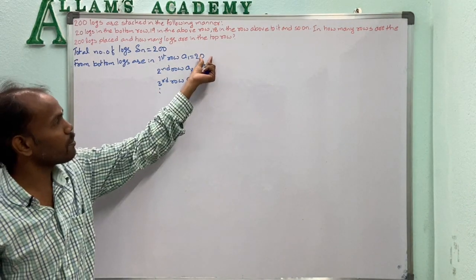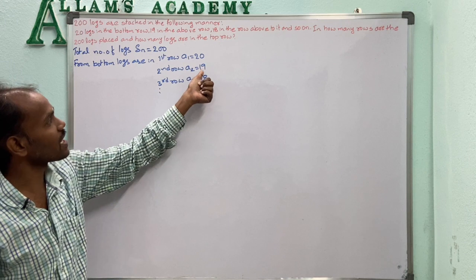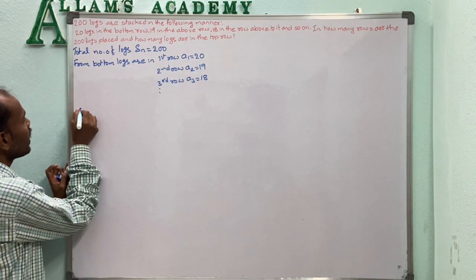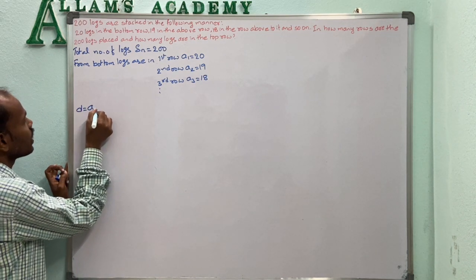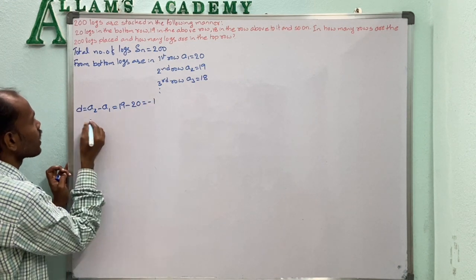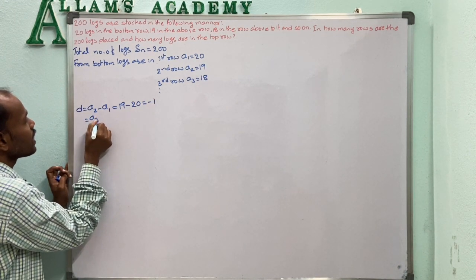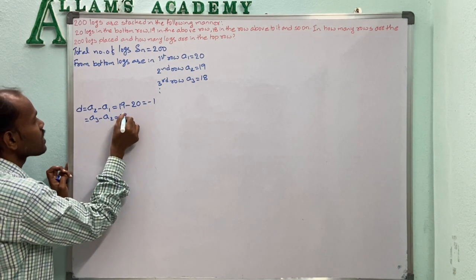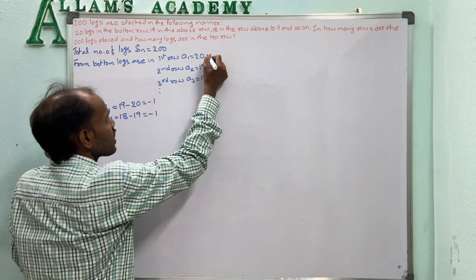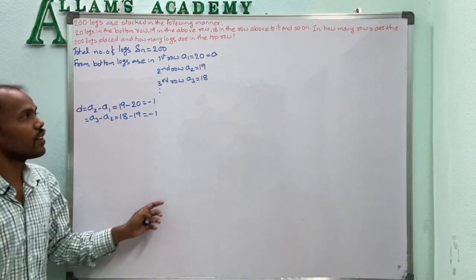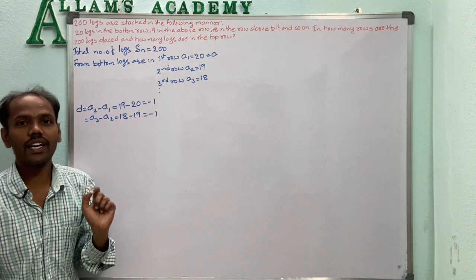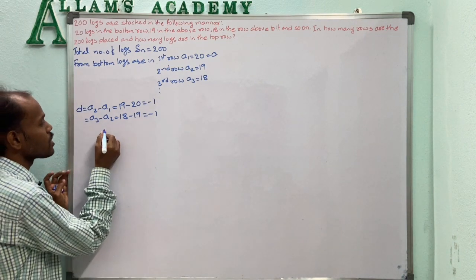Now this information observed is nothing but an AP. Why? Because the common difference is the same. Finding the common difference, d is equal to A2 minus A1, that is 19 minus 20 equal to minus 1, and A3 minus A2, that is 18 minus 19, is also minus 1. So the first term is a, and the common difference is the same. Now the Sn value of 200 is given.